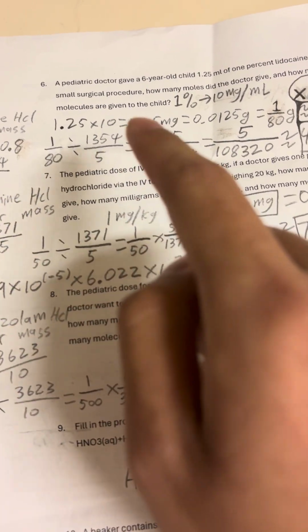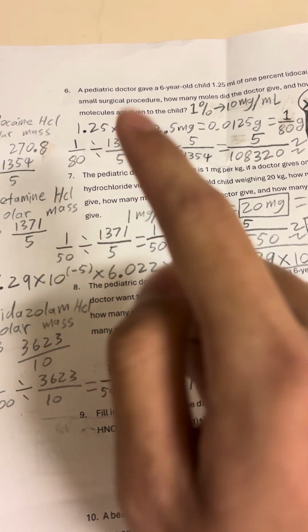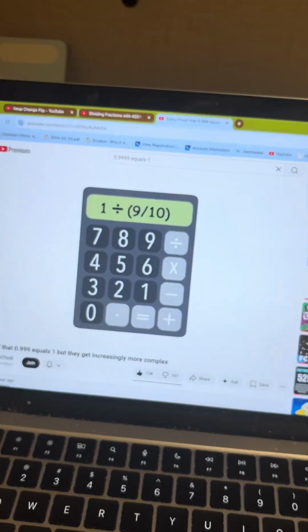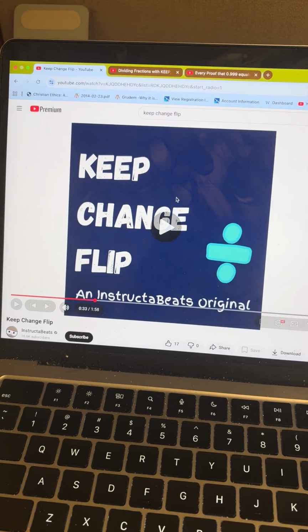And you know how to divide by a fraction, including improper fractions, right? Just do keep, change, flip. Remember this?